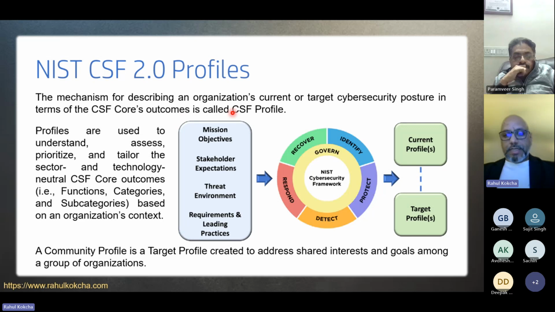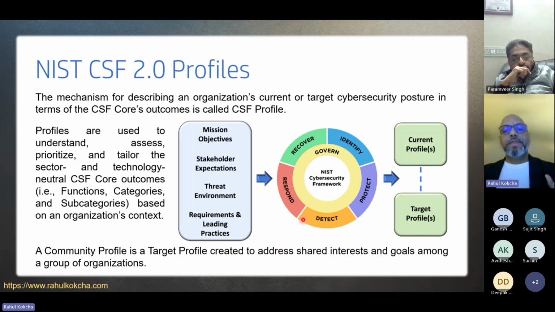Then coming to the profiles. Because it's just guidelines, some of the guidelines I may follow, some I may not follow. It is not like a standard that I have to comply with. This is given to the organization so that they can align their cybersecurity practices. So they have come up with the concept of profiles, because different industries and different sizes and complexity of organizations have different security needs.